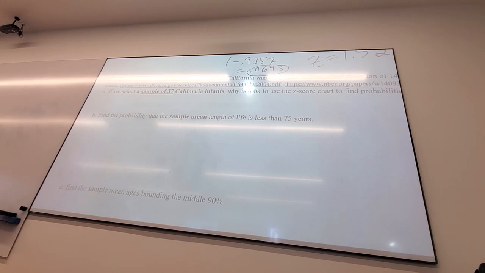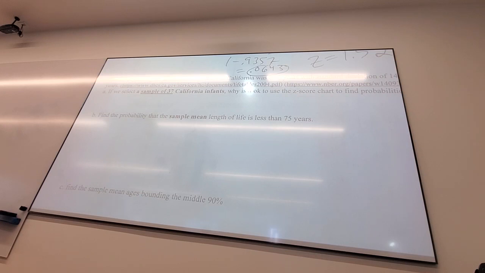Wait, you want us to find... I want you to do the problem. You're just asking us if it's okay to use the z-score chart. Oh, yeah. So for part A, why is it okay? Do I say anywhere in there that you're working with a normal distribution? No, but we're over 30. There you go. That's my point.